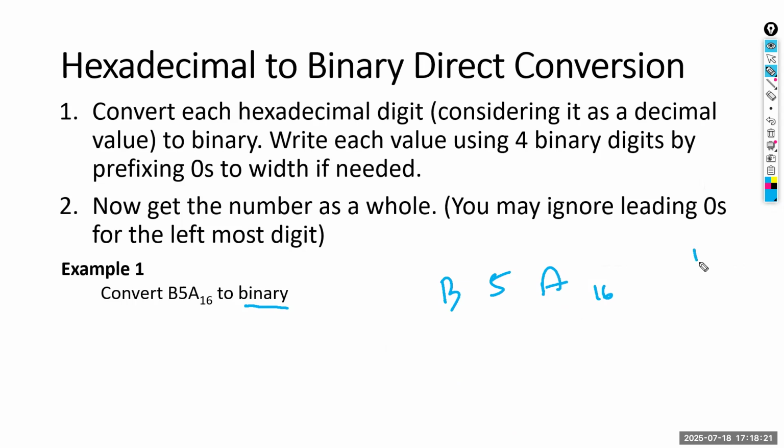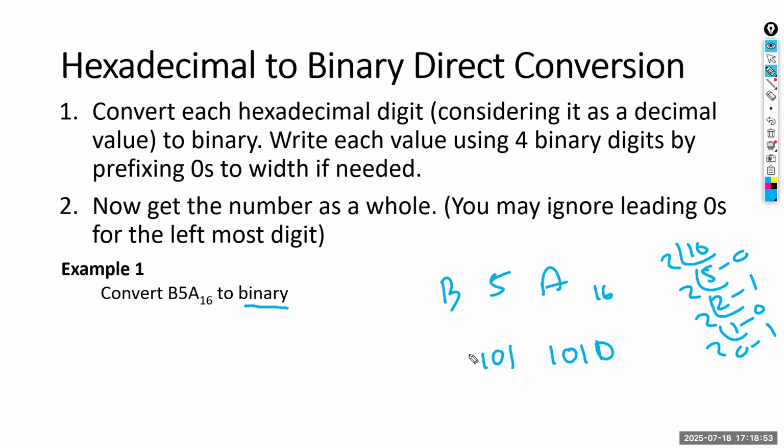A is 10. So convert 10 into binary. Let's do it the other way. We want to convert to binary, right? A is 10. 5, nothing remains. 2, 1 remains. 1, nothing remains. 0, 1 remains. 1, 0, 1, 0. You can double check: 1, 2, 4, 8. 8 plus 2 is 10, correct. Then 5 is 4 and 1. 1, 2, 4. Then this is 0. 4 plus 1 is 5.